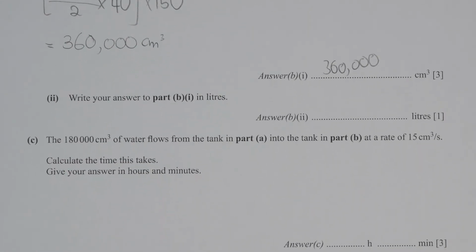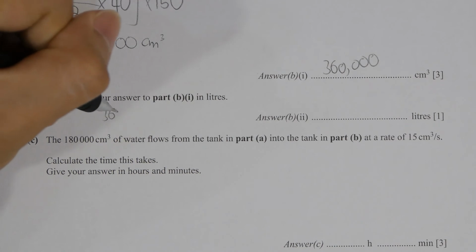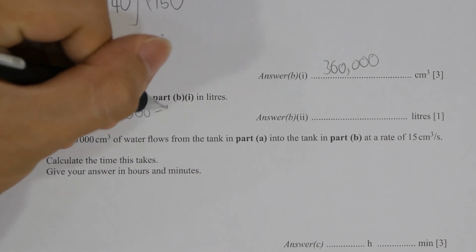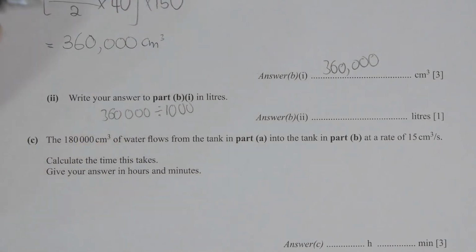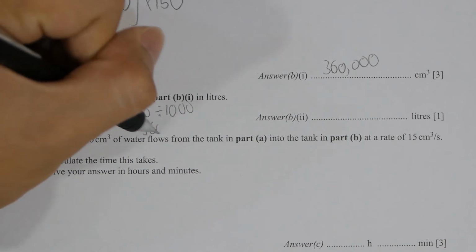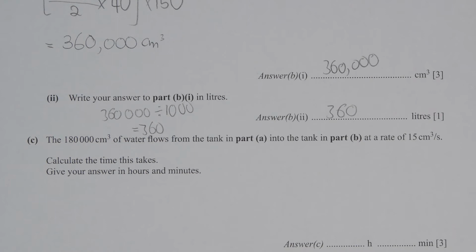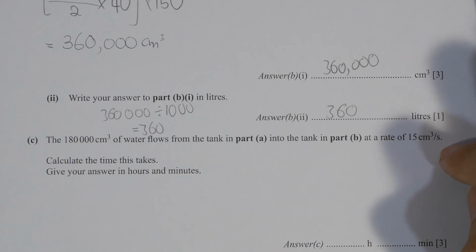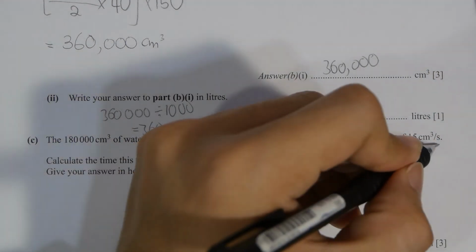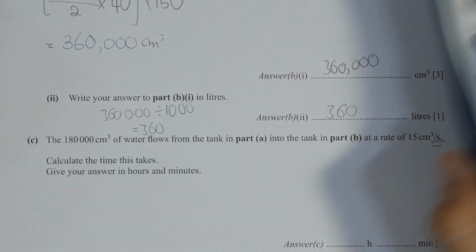So convert it into liter. Things to take note is 1000 cm cubed equals 1 liter. So just take 360,000 divided by 1000, then you will get 360 liters. So the 180,000 cm cubed water flows into the tank at the rate of 15 cm cubed per second.